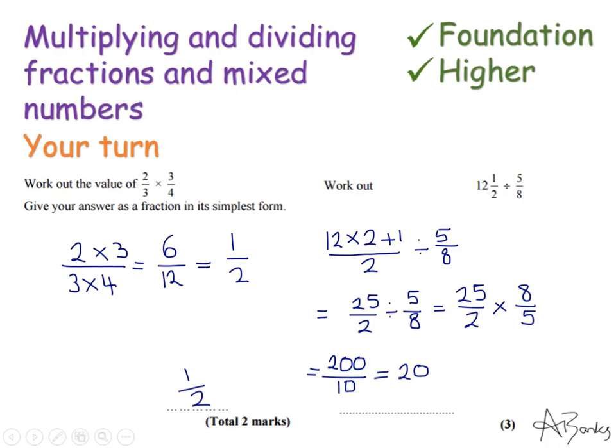Here's the full solutions. So the first question is a really simple one, and you end up with 6/12, which simplifies to a half. And you have to get the half there because it says give your answer as a fraction in its simplest form.